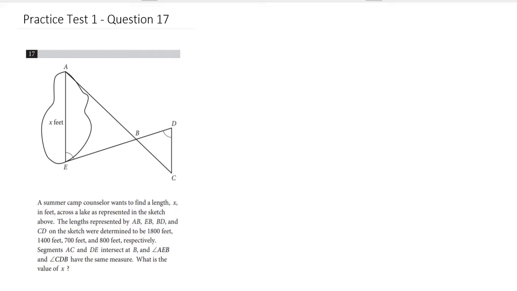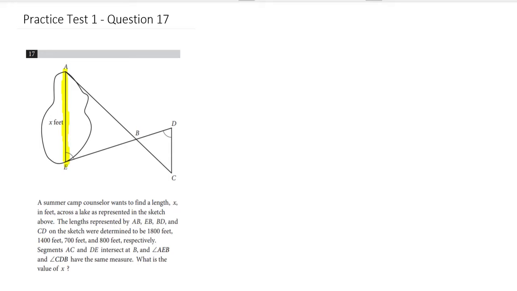Question 17. A summer camp counselor wants to find the length of x in feet. So this is the x in the diagram. This is the unknown distance that we're trying to find. Okay, let's continue reading. Across the lake as represented in the sketch above, the lengths represented by AB, EB, BD, and CD on the sketch were determined to be 1,800 feet.